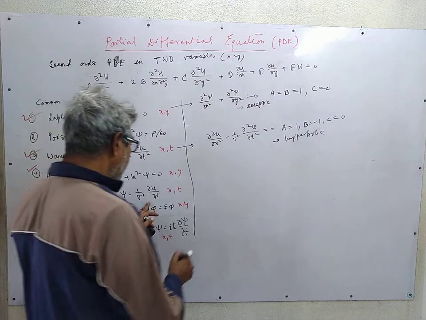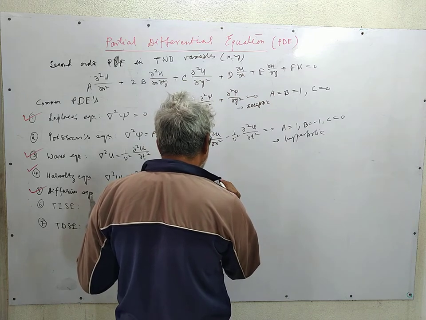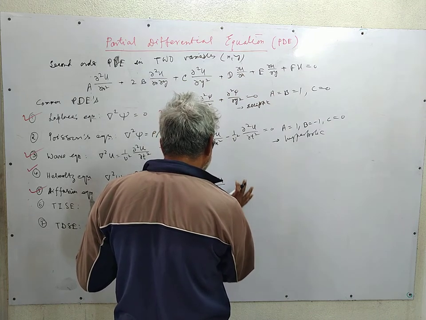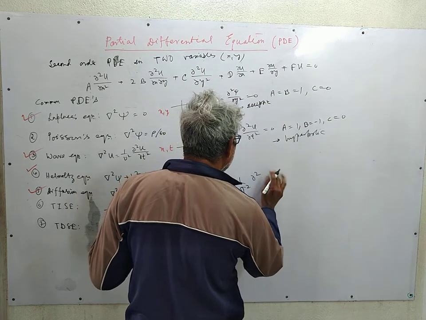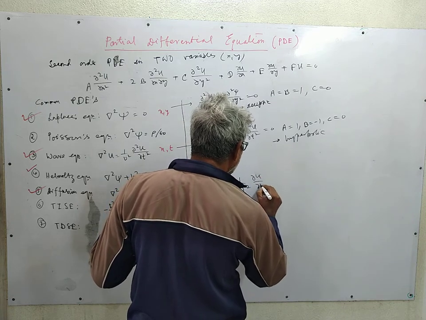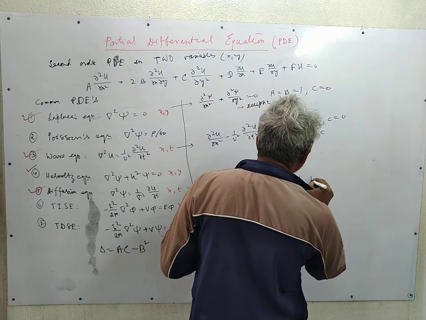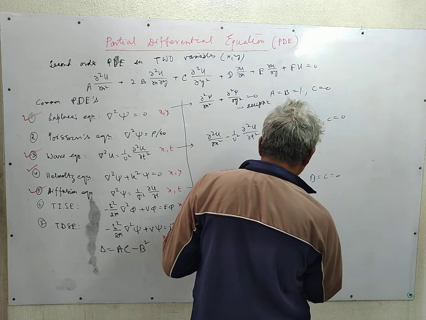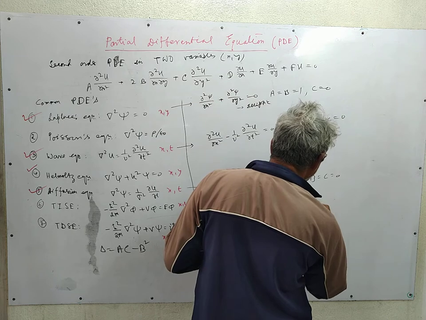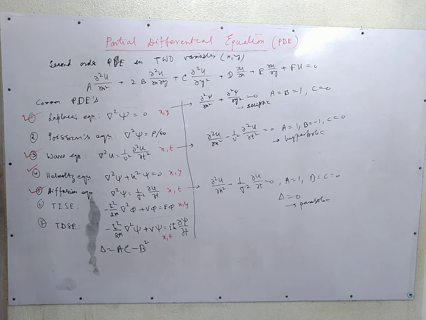Now coming to the diffusion equation. This is del 2u del x2 minus 1 upon sigma square del u del t. So we have a is equal to 1, b is equal to c is equal to 0. So delta is 0. So it is parabolic. This differential equation is parabolic, and other things can be treated similarly.